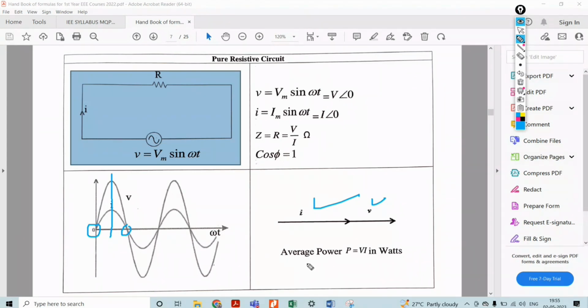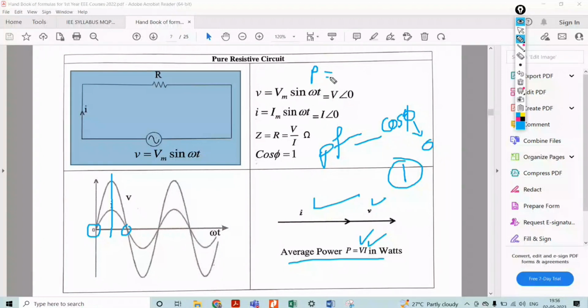Then the power consumed by that pure resistance is P is equal to VI, where V is the RMS value of the voltage and I is the RMS value of the current. Then what is the power factor? The cosine of the angle between voltage and current, that is called cos phi. What is phi? The displacement, which is 0. If phi is 0, then what is the value of cos 0? It is unity. What is the equation? P is equal to, in case of an AC circuit.